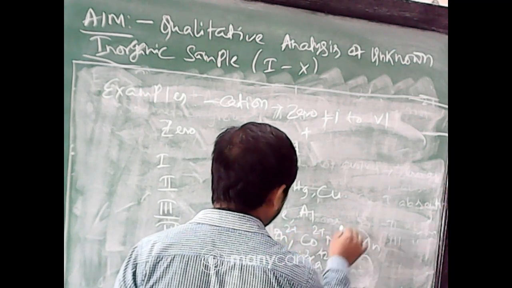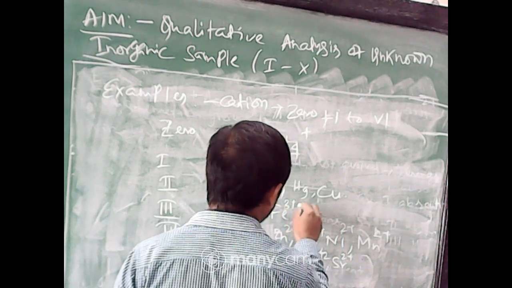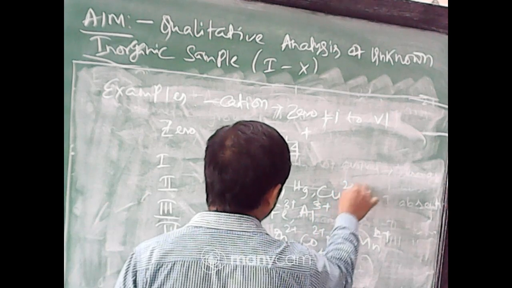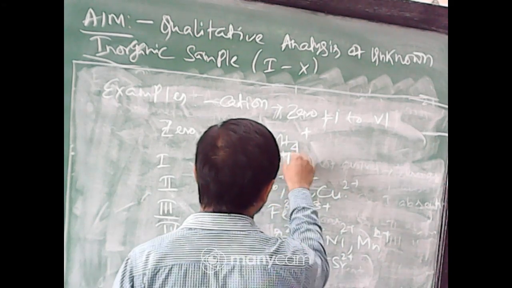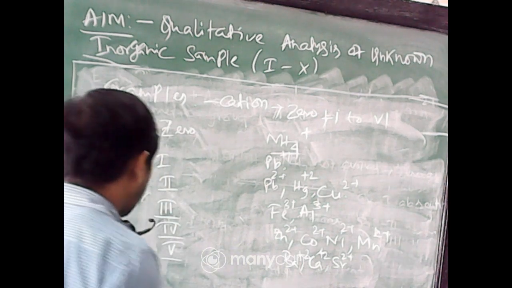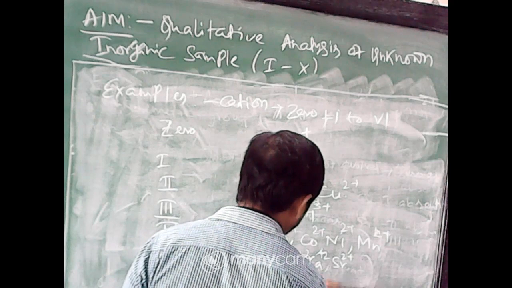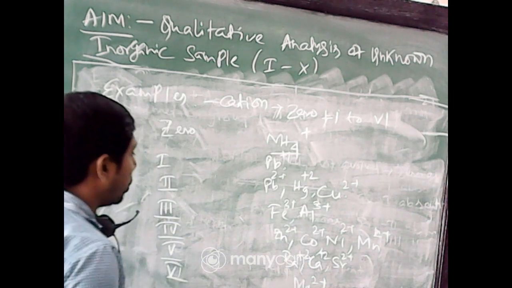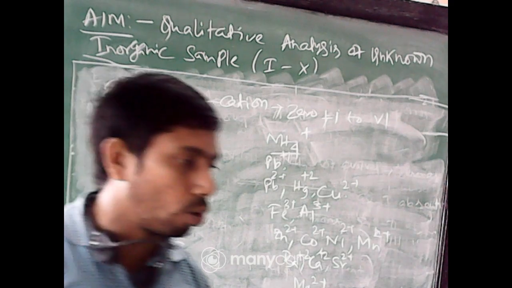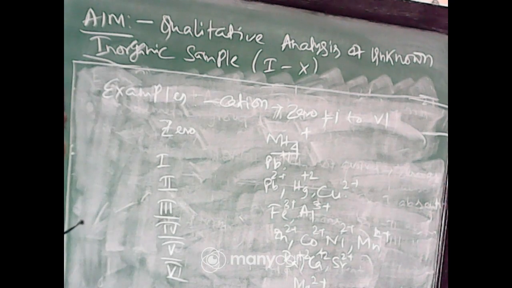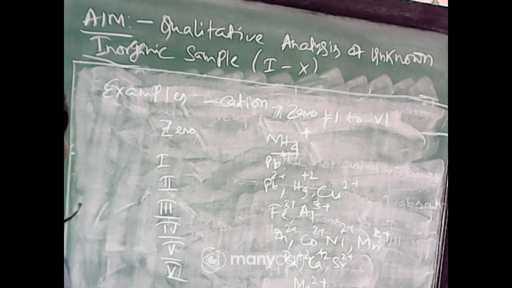Cobalt 2 plus, zinc 2 plus, nickel 2 plus, Mn 2 plus, iron 3 plus or 2 plus, aluminium 3 plus, copper 2 plus, Hg 2 plus, lead 2 plus, it is +1. Next group 6 has Mg2 plus, and group 0. So this is the separation of cations into groups according to their reaction and their solubility product. Okay.